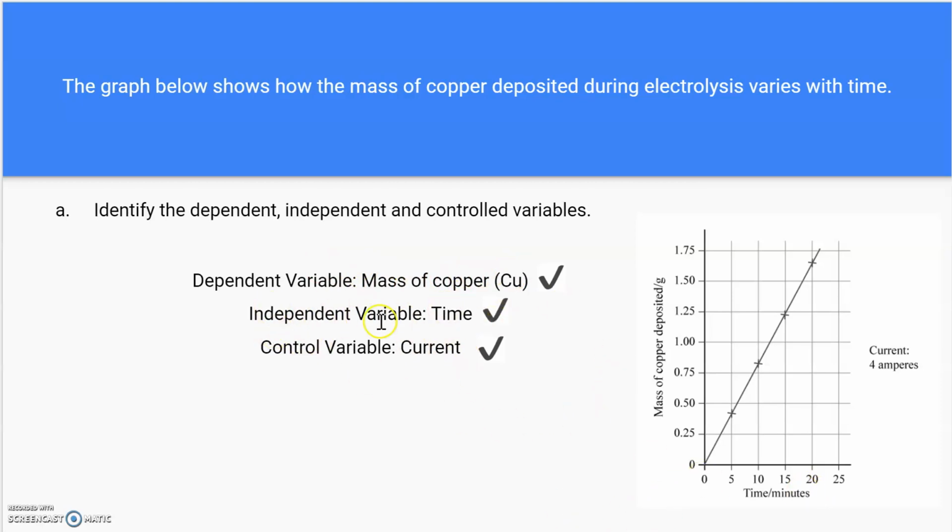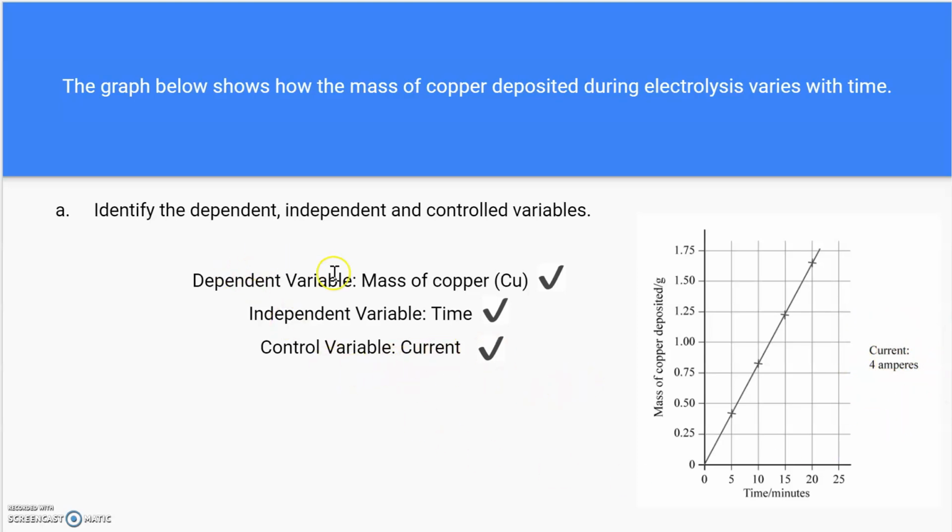Same thing goes for the independent variable. The independent variable is displayed in the x-axis. The x-axis is displaying time, so our independent variable is time. Now, a control variable is present in the image as well. It is right here. It says that the current is 4 amperes always. It does not vary with time or with the amount of copper that is deposited. The current is always 4 amperes in all cases, so that variable is the one that is controlled. So our control variable is current.